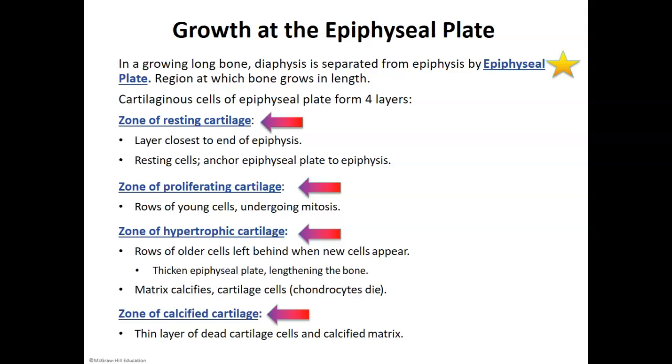And then finally, you have the zone of calcified cartilage. These are basically a super thin, tiny layer of cartilage cells that are dead, but it doesn't really matter because the matrix surrounding the cells is calcified. This is where we're getting nice, long, hard bones.